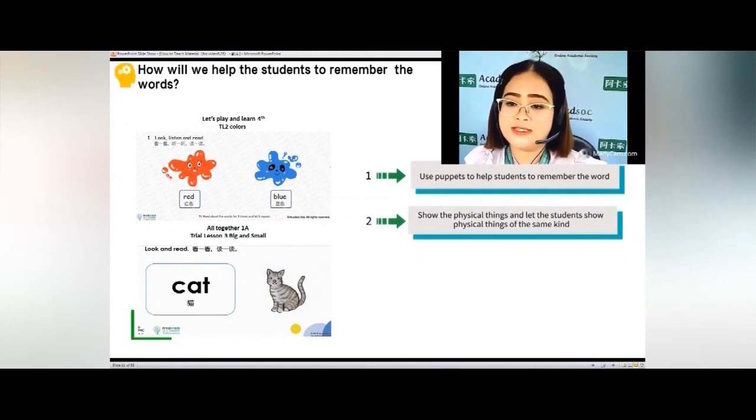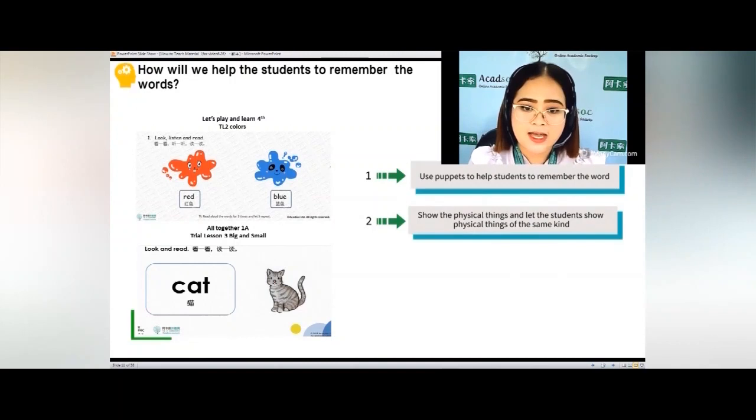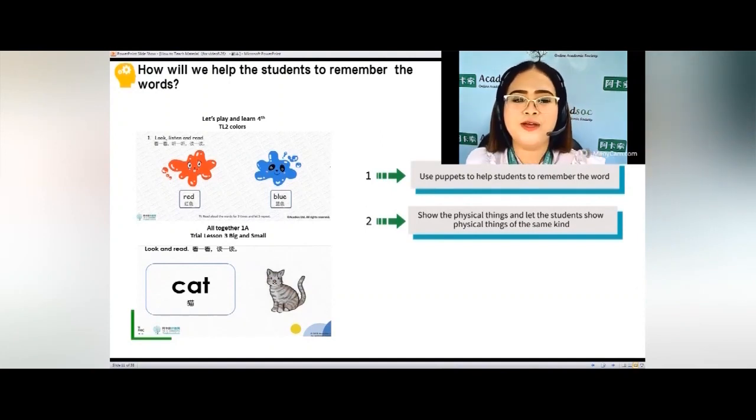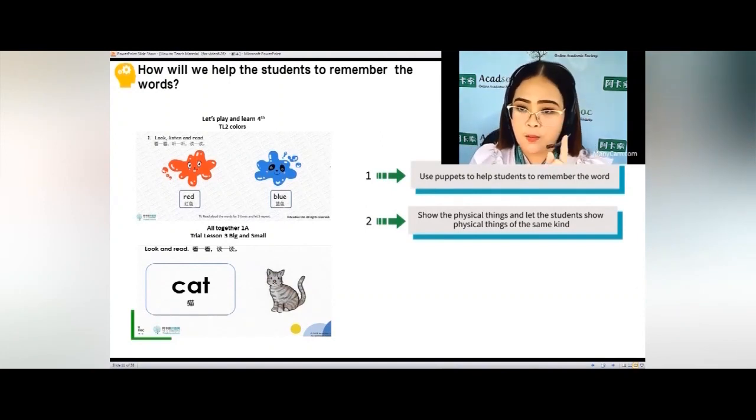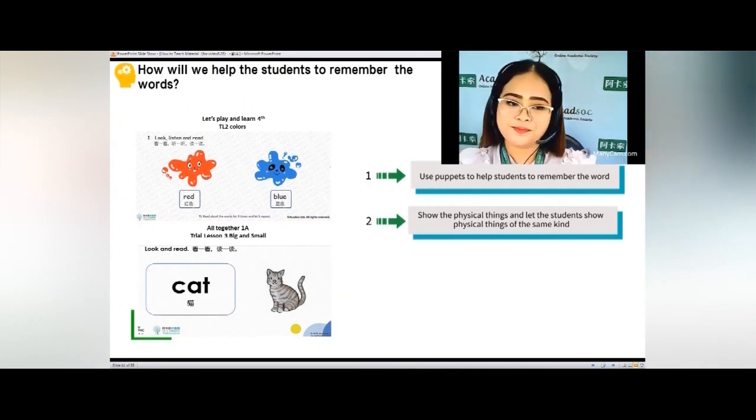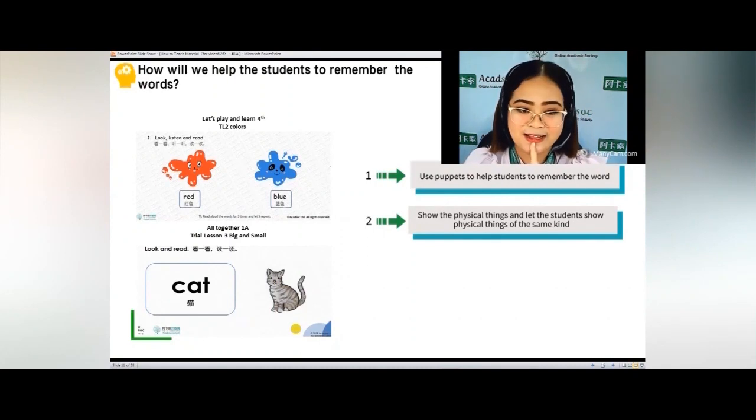Show the physical things and let the students show physical things of the same kind. Now, say for example, if I'm gonna say, okay, Lily, look at this picture. This is red. Very good, Lily. Good job. Red. Now, I want you to look at this. What is this? Ta-dang! So, this is a red apple. Can you say it? So like that, guys, okay?